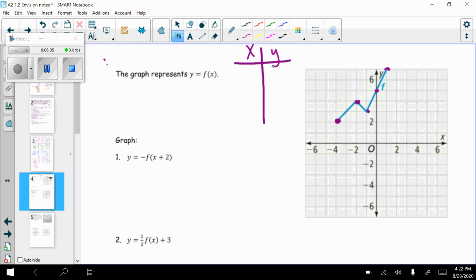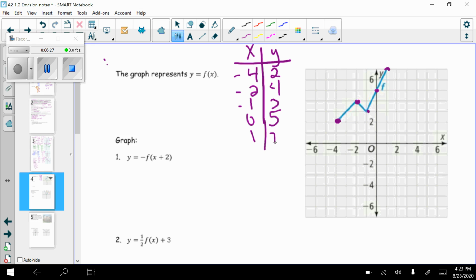So if I make my original XY table, then I see that this first point here is -4, 2. My next point is -2, 4. My next point is -1, 3, 0, 5, and 1, 7.